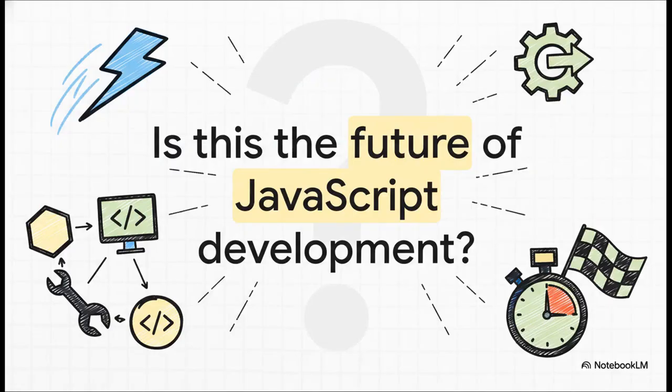So, with its intense focus on speed, simplicity, and a unified developer experience, Bun is really challenging a decade of the way things have been done in the JavaScript community. It's forcing everyone to rethink what a modern toolkit should even look like. And that leaves us with one big question to think about. Is this the future of JavaScript development?